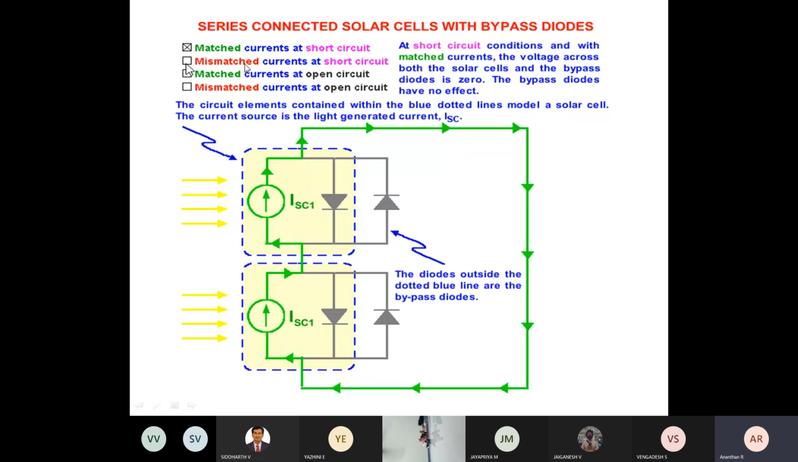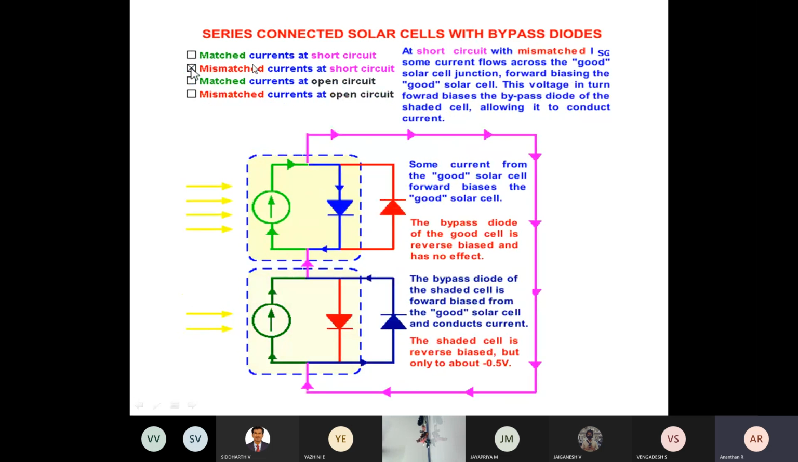If there is a mismatch between two cells, let us say this cell introduces some shade, but this cell produces a good effect. Whatever energy is available here will be forward biased, but here it will be reverse biased. This whole thing will be reverse biased and will not be accounted for in your final output. So that is the concept.